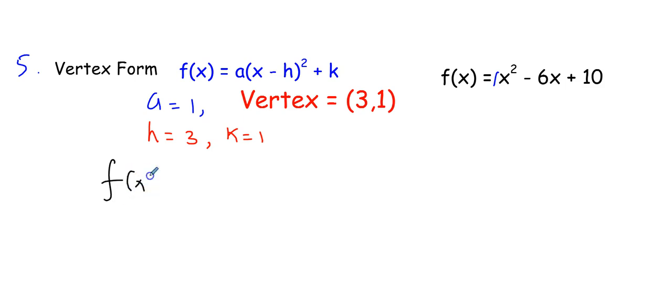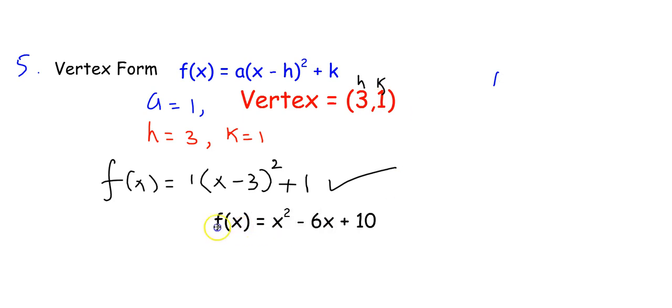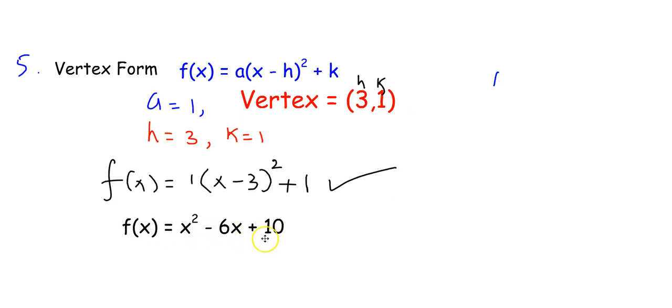f of x is equal to 1, a is 1, times x minus, see this x minus is there in the formula, so just write down the minus sign. This is the h and that is k, I already have here: x minus 3 whole square plus k, that is equal to 1. That's all. This is the vertex form of the given quadratic function x square minus 6x plus 10.